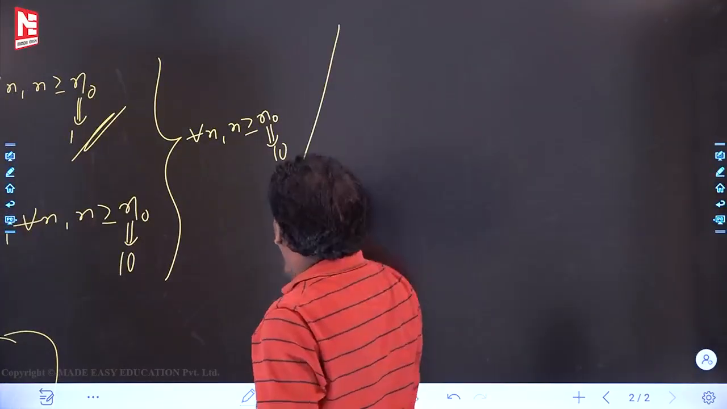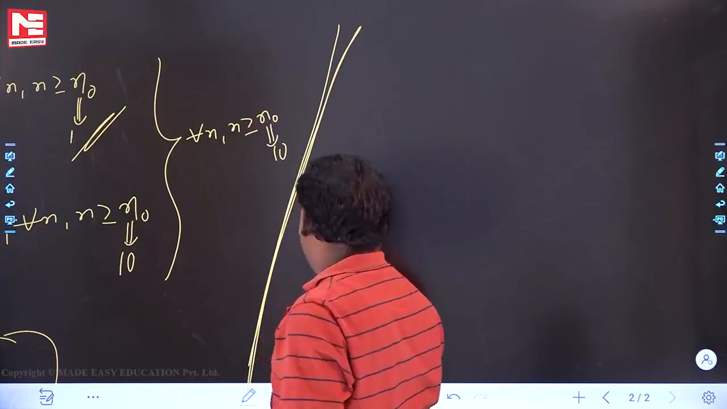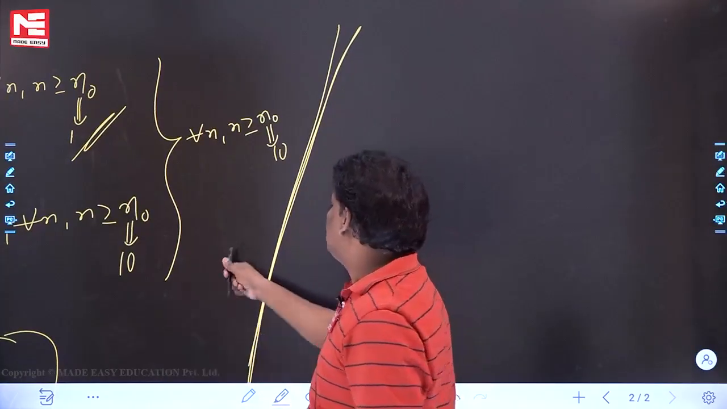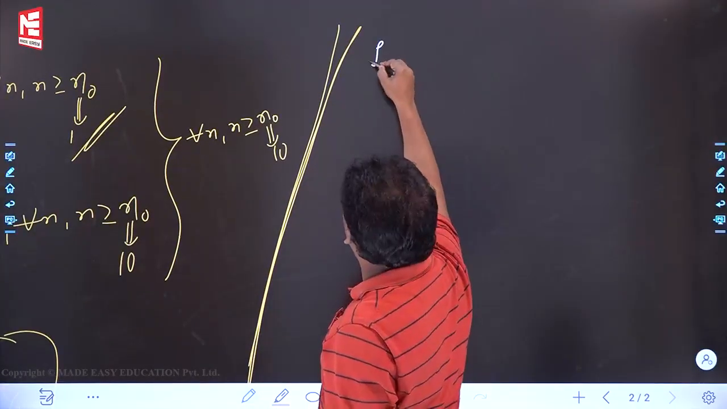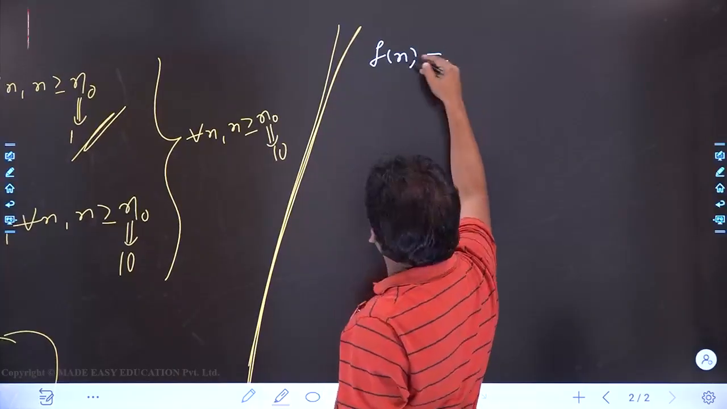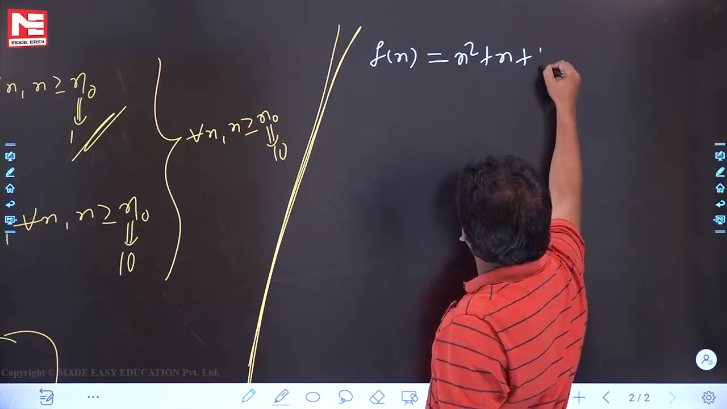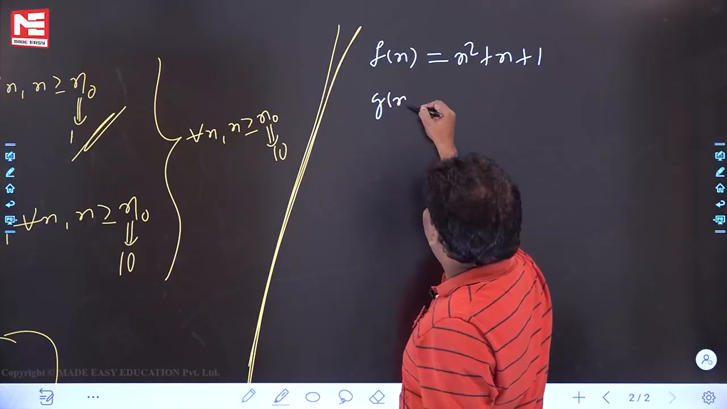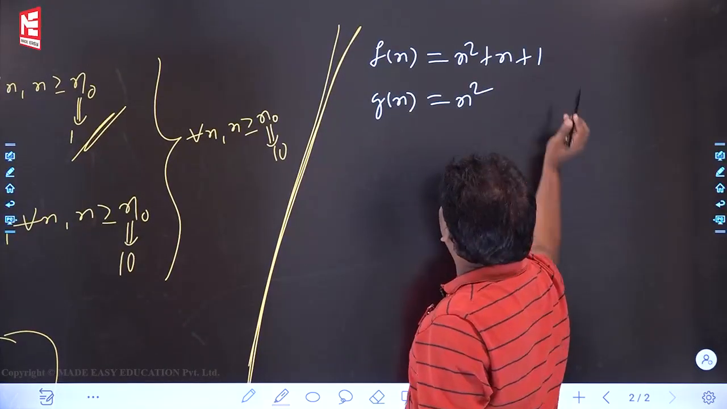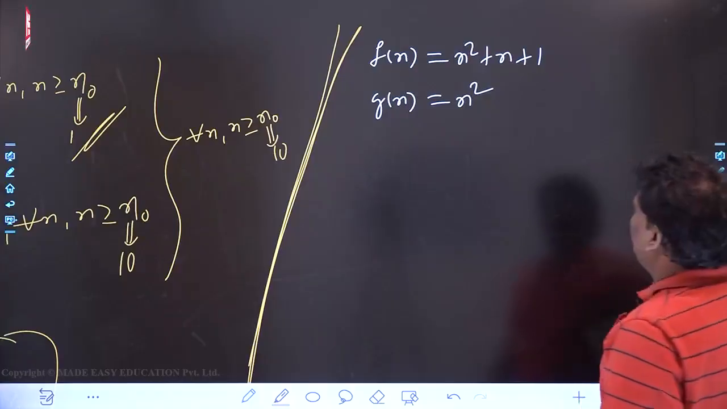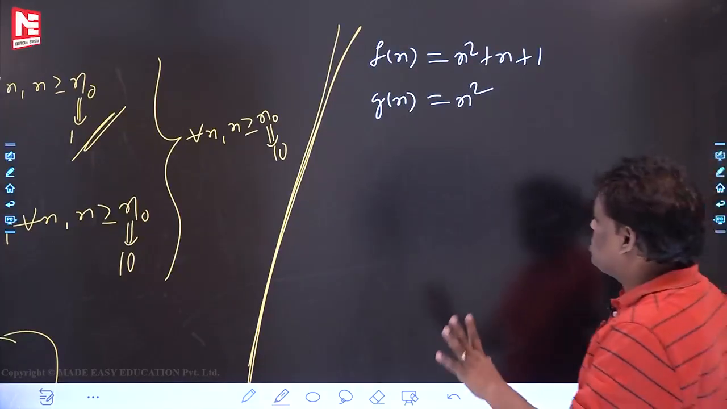So to get the clear clarity about the theta, one more example is coming. Please take care this example also. See this one. One more example. F of n is equal to, let me write now, n square plus n plus 1. G of n is equal to n square.